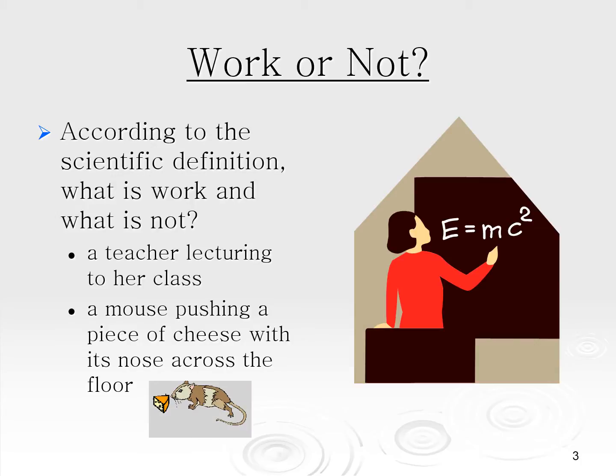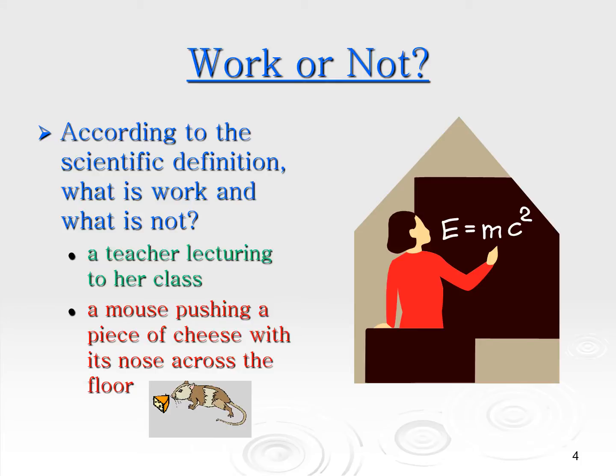Which one of these, or are both of them, work? A teacher lecturing her class. Is that work? Well, let's think about it. Is there a force being applied? Is there motion? Because you have to have both of those things for there to be work. What about a mouse pushing a piece of cheese with its nose across the floor? Again, is there a force being applied? Is there motion? Because both of those things need to be true for there to be work.